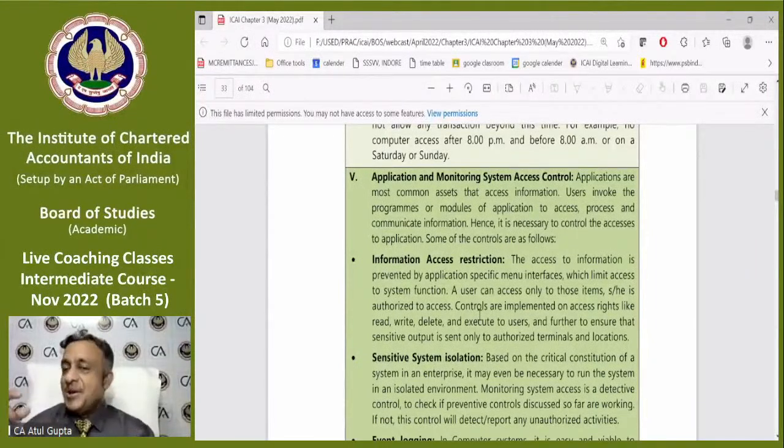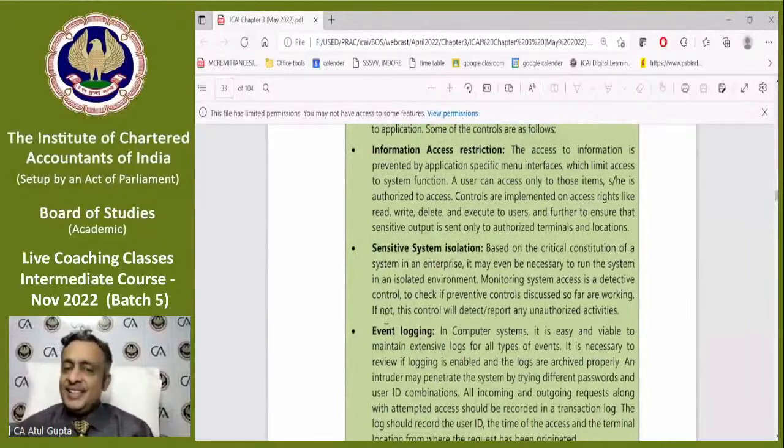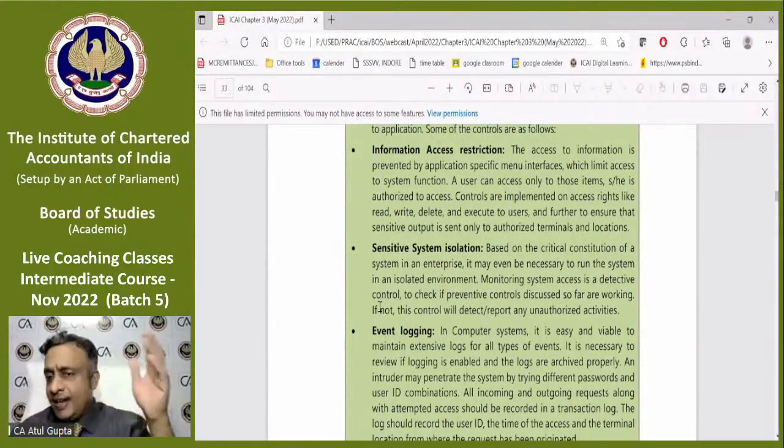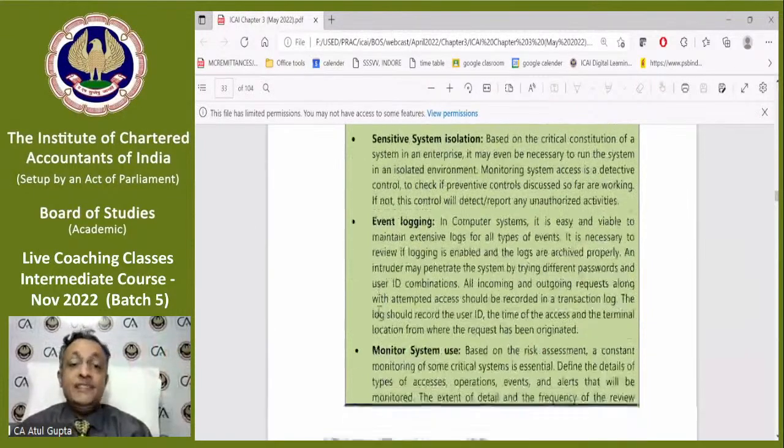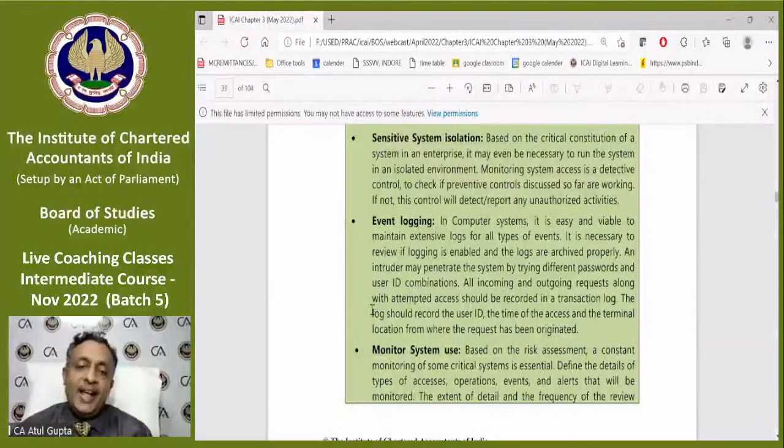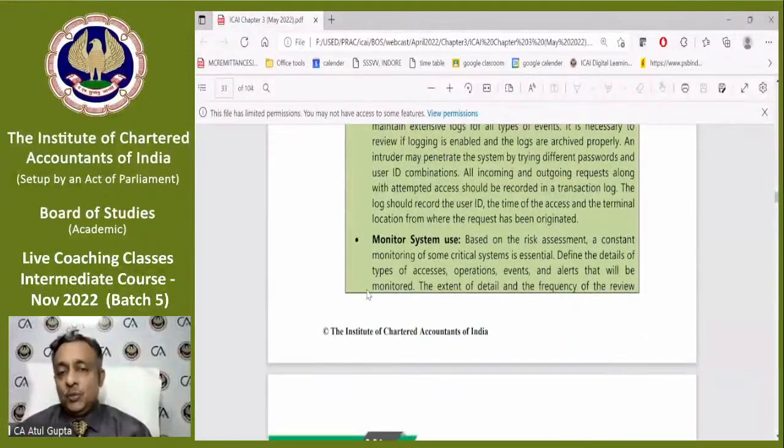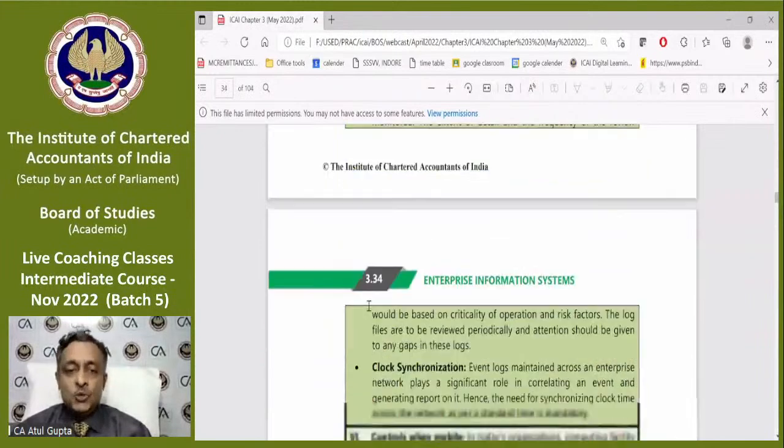Okay. You have answered my question about the laptop duress alarm. So I'll come back to it. Don't worry. Then sensitive system isolation and logging, we have talked about that. Event logging is what has happened, and monitoring of system use is how the system has been used.